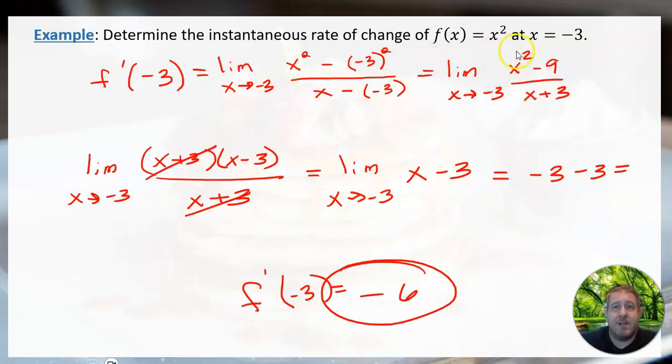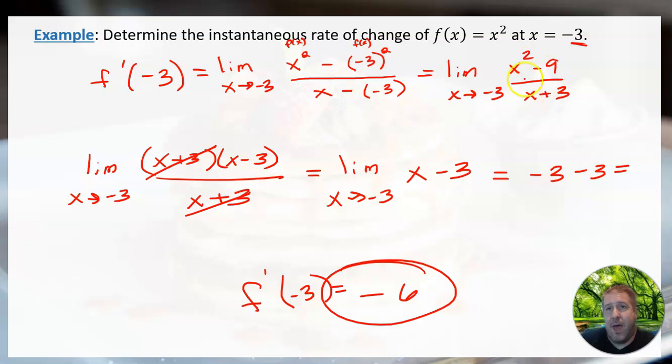Now, to practice this, here's another question. So this is our f of x. This is our a. That's what x is approaching. It's approaching negative 3. So this is f of x right here. And this is our f of a, meaning you're just taking this a term and plugging it into what x is. You're plugging negative 3 in for x. Negative 3 squared is 9. And then you're putting it over x minus a. So x minus negative 3 is on the bottom.